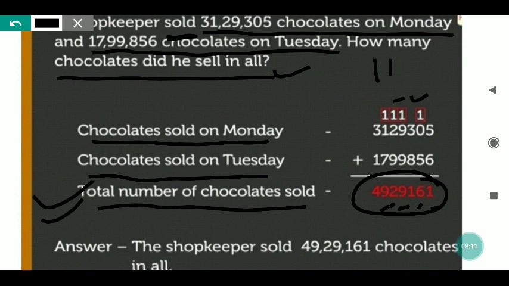The shopkeeper sold this much chocolate in all. The total number of chocolates which has been sold by the shopkeeper is this much, my dear, which we have calculated by adding the number of chocolates which he sold on Monday and the number of chocolates which he sold on Tuesday.